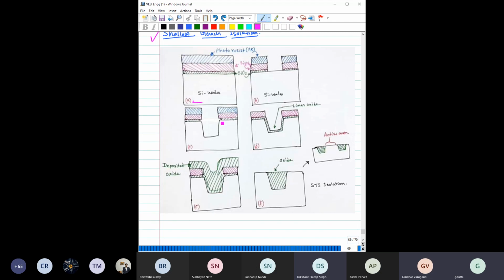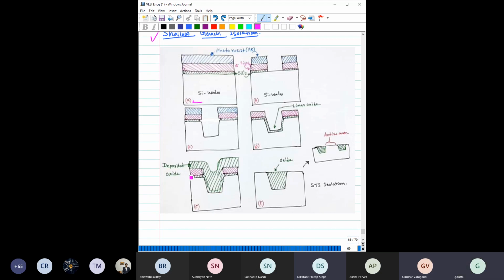Now you use dry etching to etch the silicon. Once you etch the silicon, it will create a profile something like that. Then remove the photoresist and do a thermal oxidation. That will create a thin oxide layer here. After that, you deposit a thick oxide, so you can see this trench is now totally filled up with oxide.